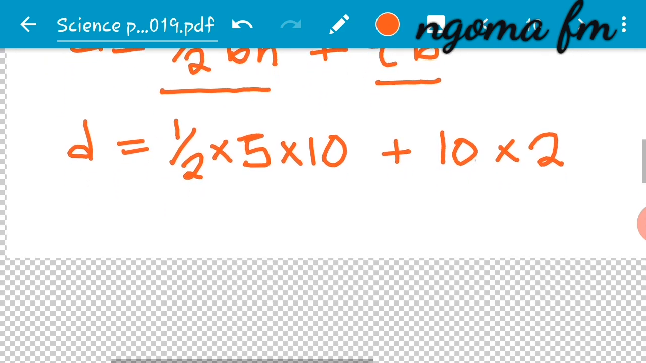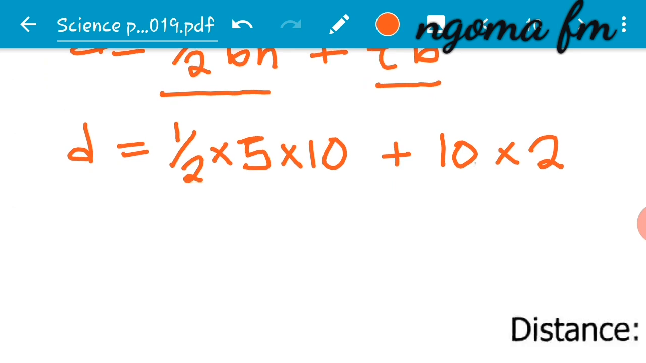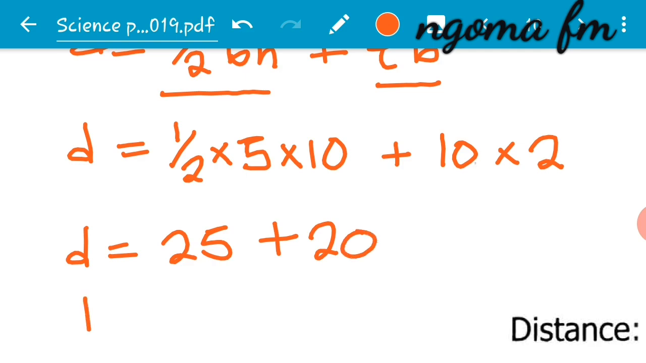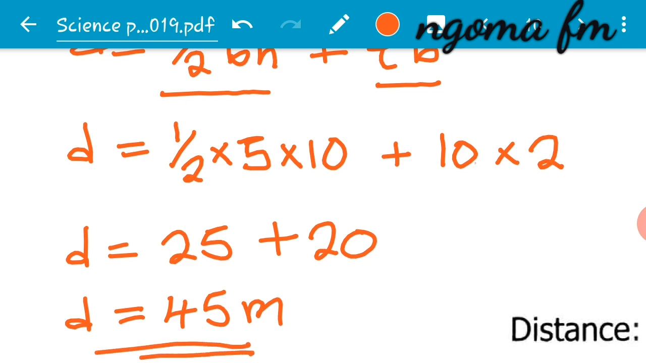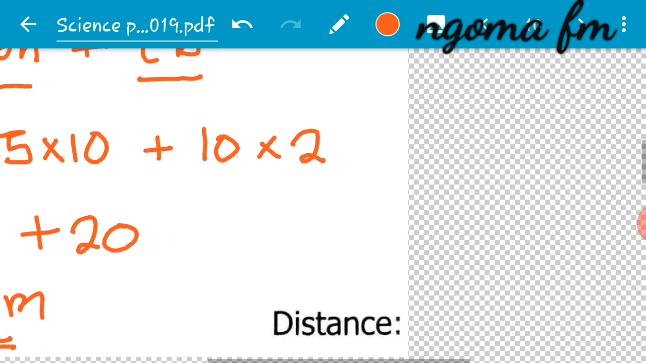Now we're going to multiply. 5 times 10 is 50. Half of 50 is 25. So D is equal to 25 plus 10 times 2, which is 20. So this gives us the total distance of 45 meters. So this was the total distance covered during the deceleration.